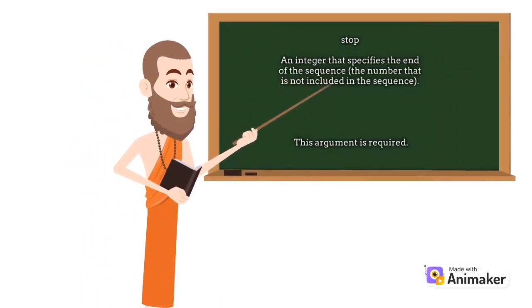The second argument of the range is stop. As the name suggests, stop is an integer that specifies the end of the sequence. This is a required argument.